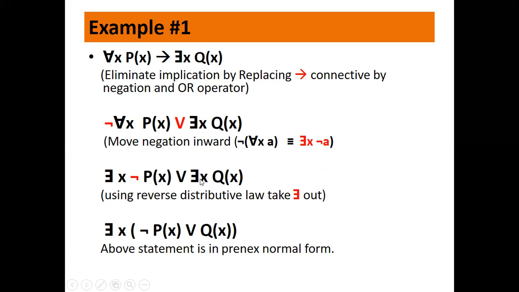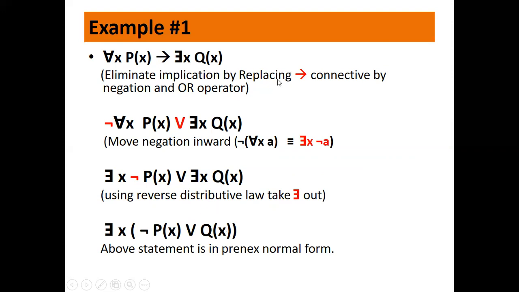We have taken there exists x, that is the existential quantifier, which is common, and taken it out, putting a bracket here. We have negation of P of x or Q of x. Now, if you look at it carefully, the quantifier is outside and this statement is now in prenex normal form.